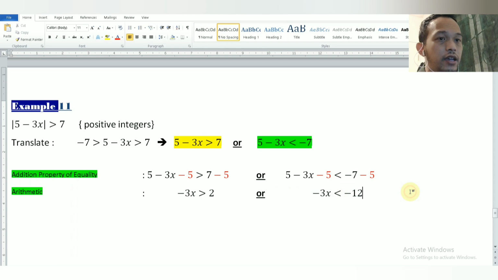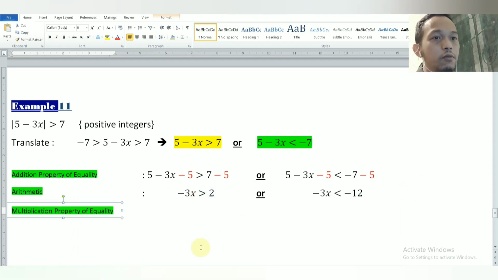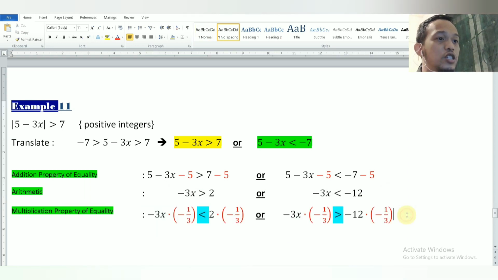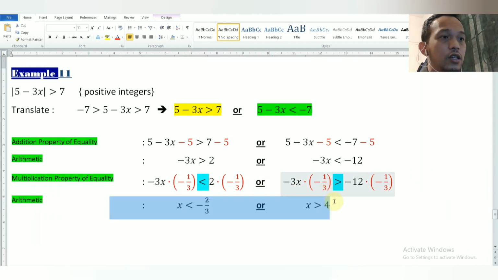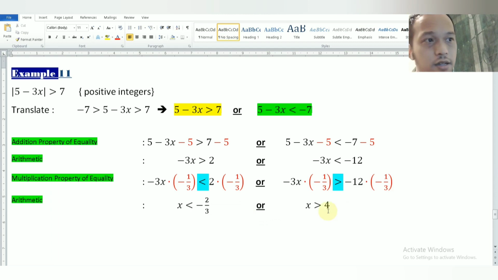Now let's get rid of negative 3 by multiplying by negative 1/3, right? Since you multiply by a negative, again you reverse the sign for both cases. In the end, you will do the arithmetic and you will find the last statement, which is x is less than negative 2/3 or x is greater than 4. So there are all your solution sets.